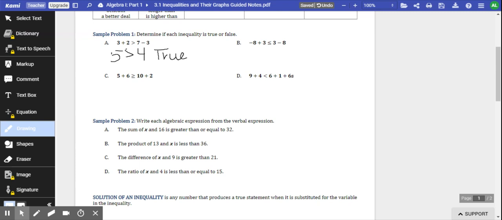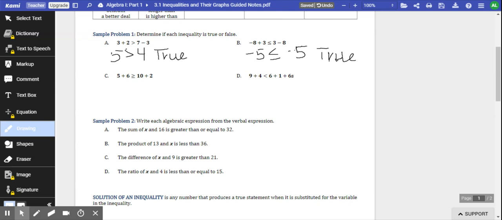All right, let's move on to B. Negative 8 plus 3 is negative 5. And then it's less than or equal to 3 minus 8, which is negative 5. So this is a true statement only because of that equal to. If that equal to wasn't there, it wouldn't be true.